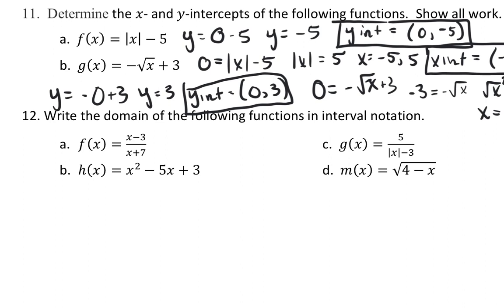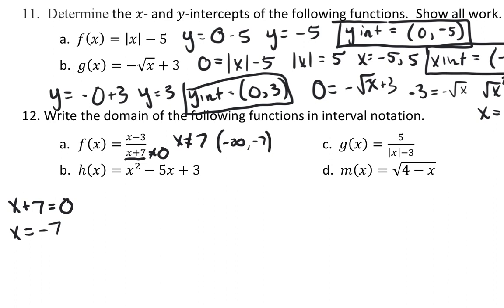So for part A, we have a denominator. And what we know for this denominator is it cannot equal 0, or else the function will be undefined. So we ask ourselves, where would the bottom equal 0? And that would be when x equals -7. So this domain is x cannot equal -7, or -infinity all the way to -7, and -7 all the way to infinity. So every number except -7.